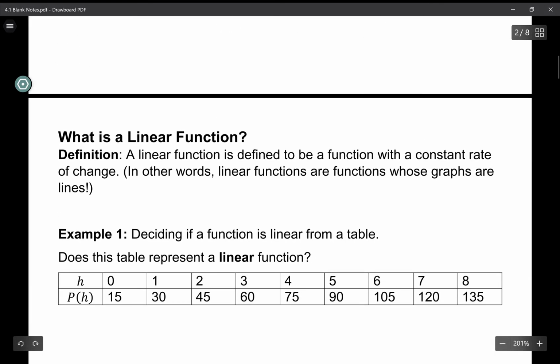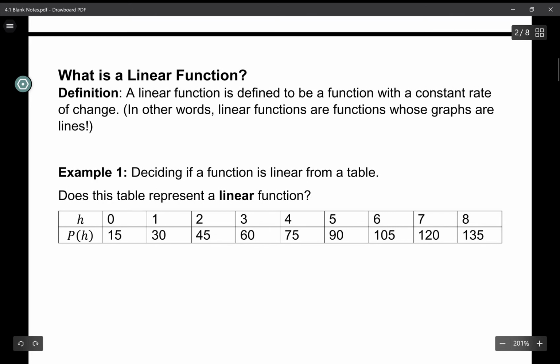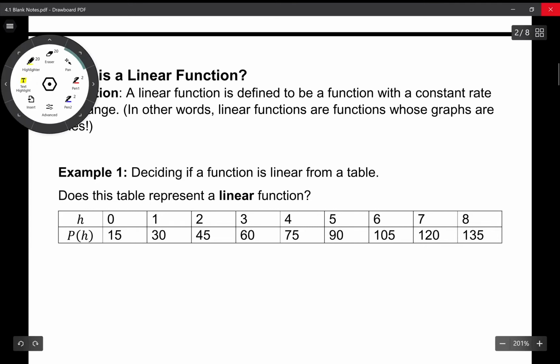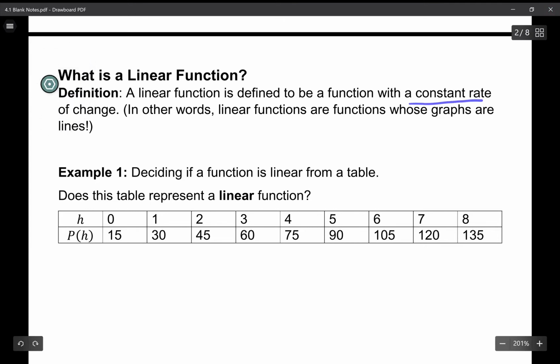So what is a linear function? Well, a linear function is a function that has a constant rate of change. That constant rate of change is the slope of the line. And linear functions are functions whose graphs are lines, which is nice because it'd be terrible if that wasn't true. So let's go with an example to decide if a function in a table is linear.